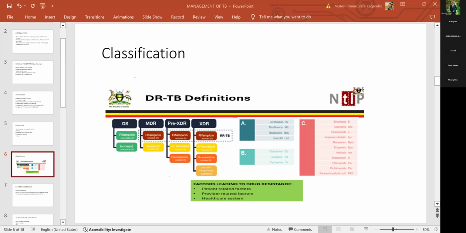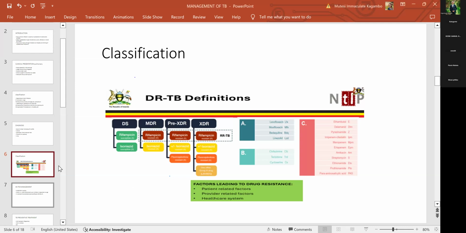In the whole country, we can sometimes have like 1 or 2 patients. Cases of pre-XDR can be many because of a lot of community exposure to these fluoroquinolones. MDR is very common because of poor adherence and other patient factors, okay.